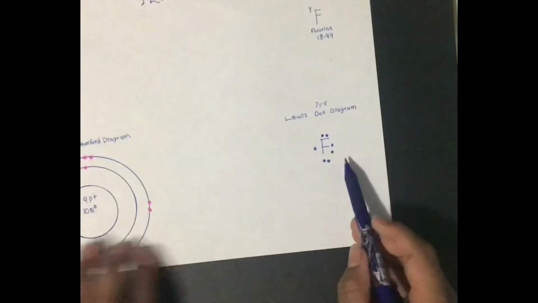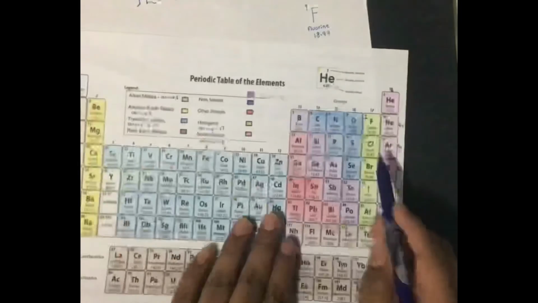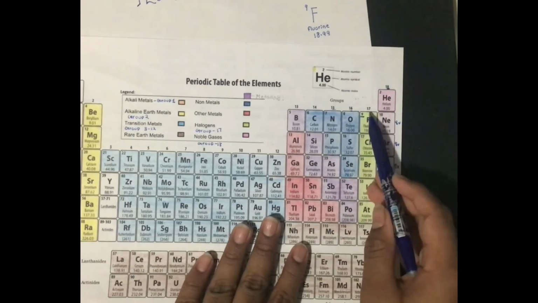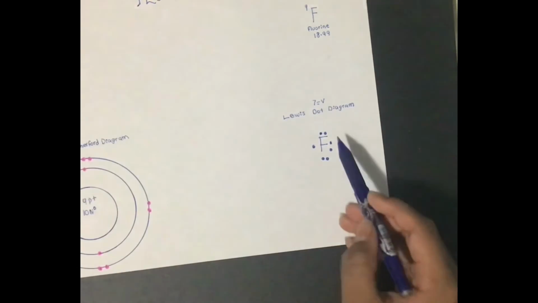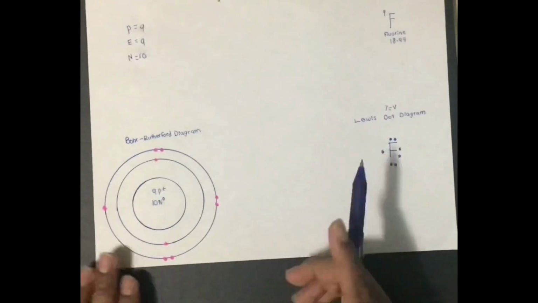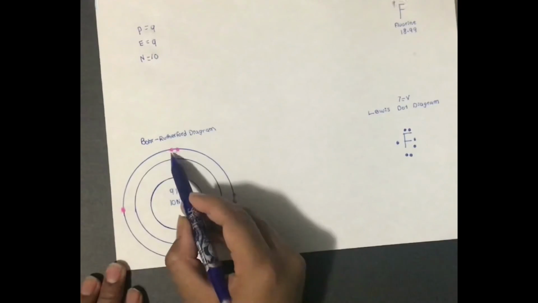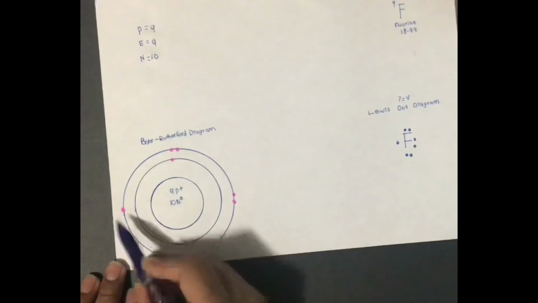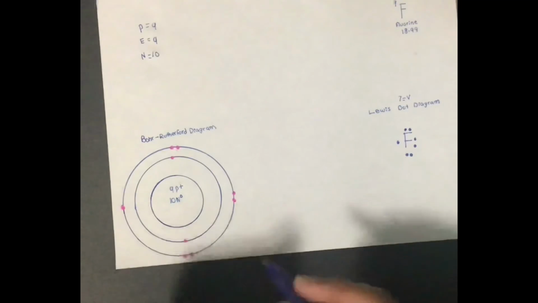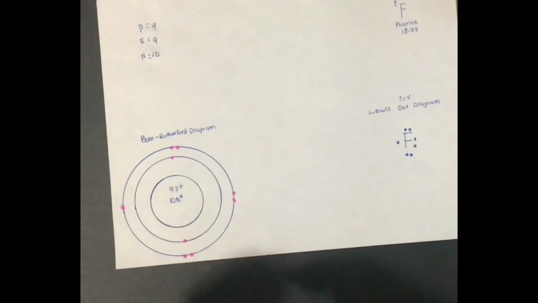Okay. For our Lewis dot diagram, we need the number of valence electrons. So in our periodic table, there's 17. So fluorine falls under group 17 halogens. So there's 7, and you plot them like that: 1, 2, 3, 4, 5, 6, 7. And it could also be found on the outer layer of the Bohr-Rutherford diagram. So see, 1, 2, 3, 4, 5, 6, 7. So the outer layer of the Bohr-Rutherford diagram is the number of valence. So this is one way to find it. The other way is using your periodic table.